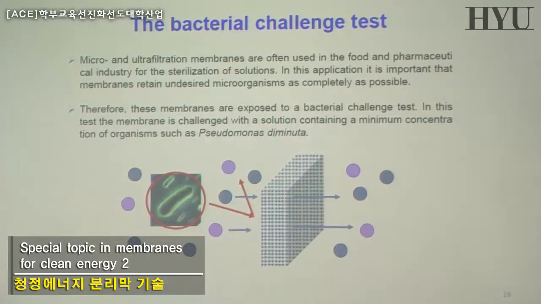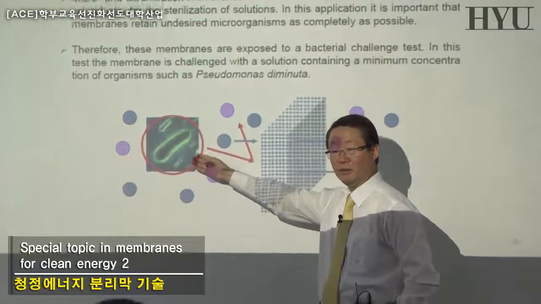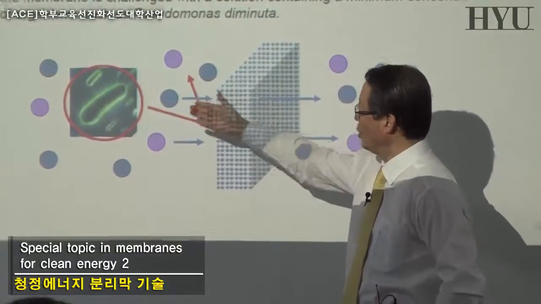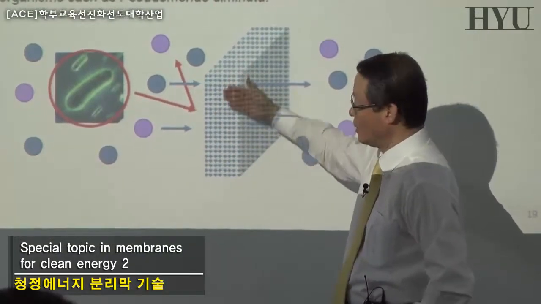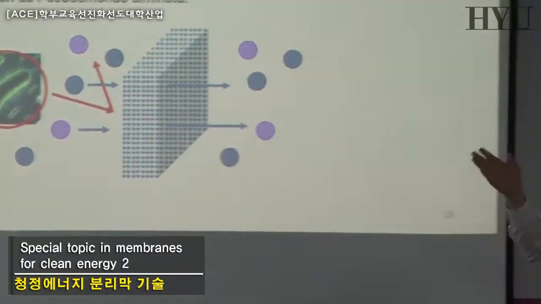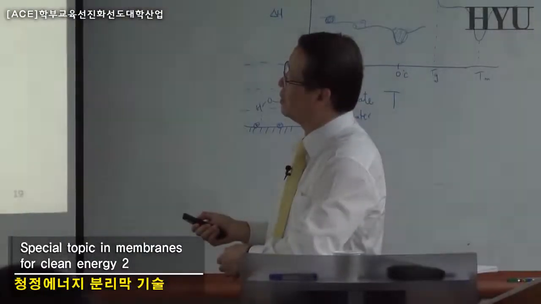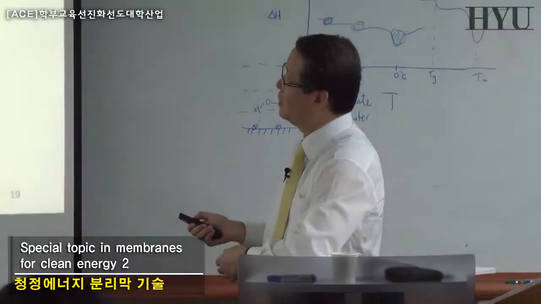In some cases, particularly if you want to use the membrane in a biological system, you have to think about the biological test, or bacterial test, or contaminant test. So when bacteria is contained in the feed, how well the membrane's biological stability is maintained is the essence of this test. Usually they use Pseudomonas diminuta.